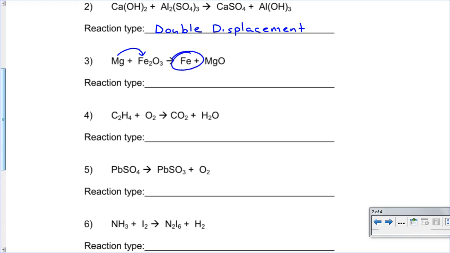All right, and if that's the case, then what we're dealing with here is a single displacement reaction. An element comes in, it displaces something that's in a compound. So this is single displacement.